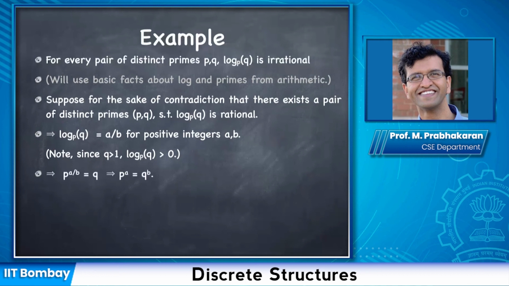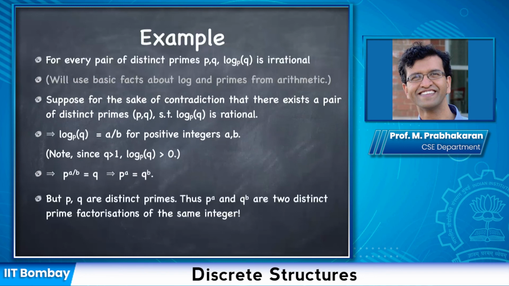Okay, so now if a/b is the logarithm of q to the base p, then by the definition of logarithm, that means p to the power a/b is equal to q, and you can exponentiate both sides by b, the integer b, and you will get p^a = q^b. Okay. Now, so far so good.